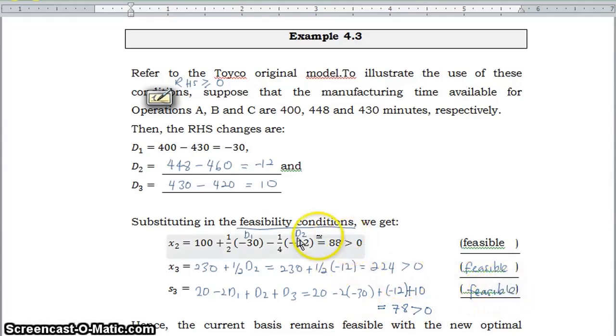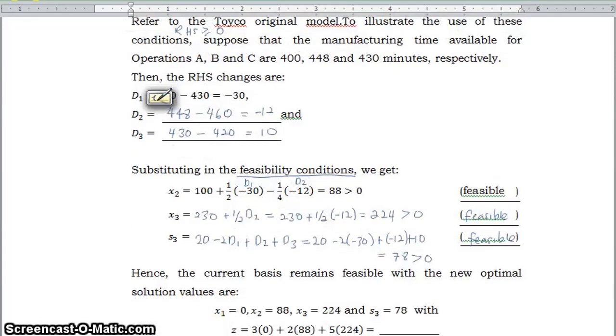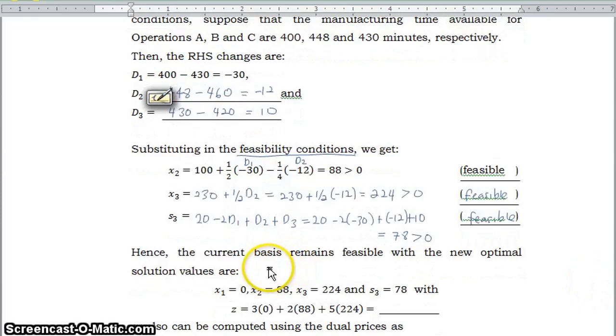Feasible means that all the values of basic variables are non-negative, therefore the current solution remains feasible. This means that X2, X3 and S3 remain as optimal basic variables.